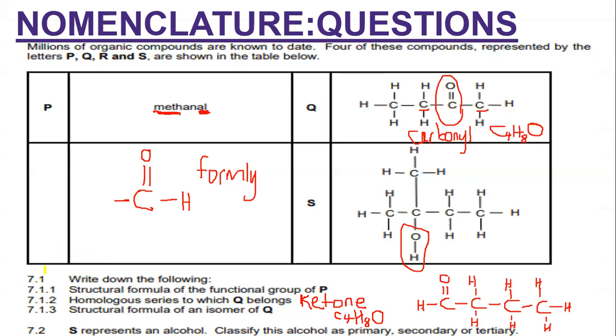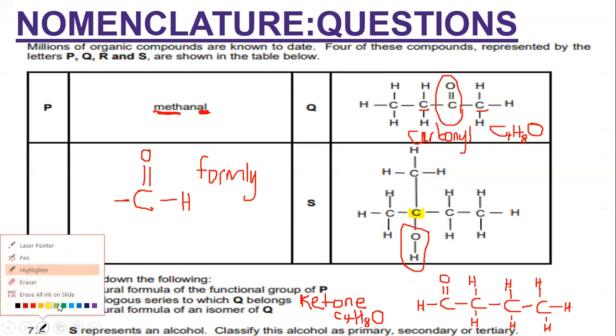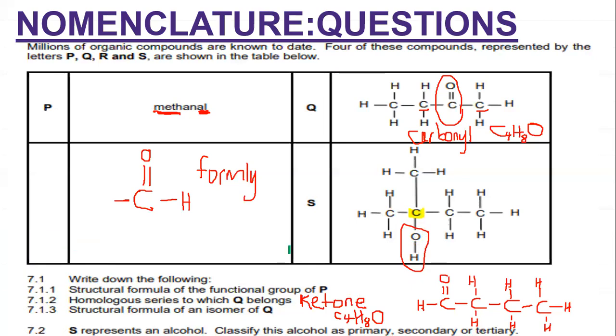How do you attempt this question? First, you need to know what is a primary alcohol, what is a secondary and a tertiary. So the first thing is that we look at this carbon, the carbon which is attached to the OH. There is the carbon attached to OH. So now let's check this carbon. How many other carbons is it attached to? The carbon attached to OH is attached to 1, 2, 3 carbons.